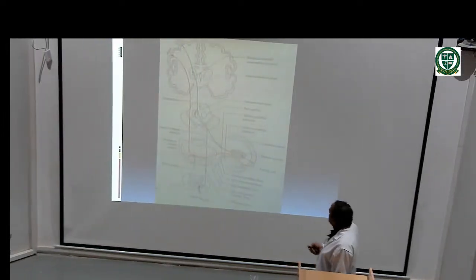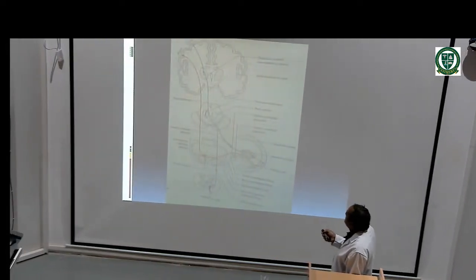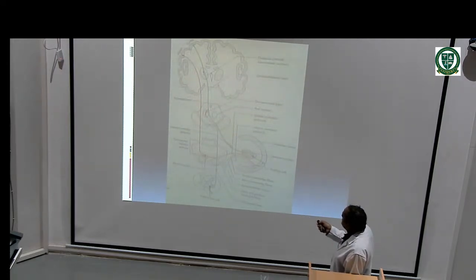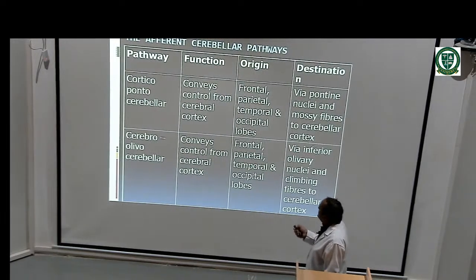So in this diagram you can see these are the afferent fibers, and these are the descending efferent fibers. And here also you can see the afferent fiber. Okay, afferent cerebellar pathways.